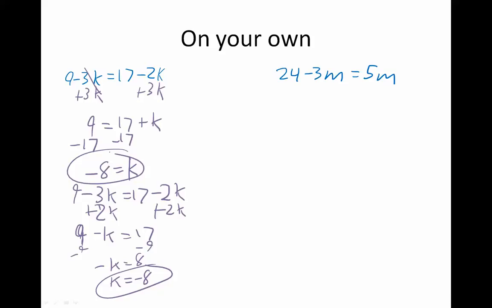Okay, let's do this other one. We've got variables on both sides. I noticed that if I move the 5m over here, I'm going to have to eventually move something back over there. That seems like an extra step to me. So I'm going to move the negative 3m over there. I'm going to do that by adding 3m to both sides. That gives me 24 equals 8m. And then I divide both sides by 8. And I get m equals 3.